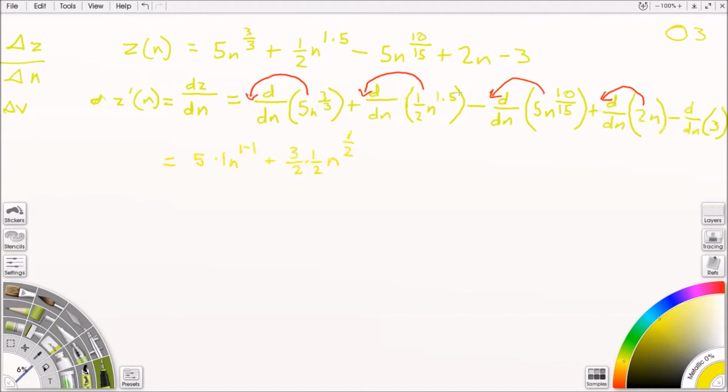Oh, of course it is. This is -1.5 will equal 0.5. And now 10 over 15 should simplify quite nicely. I'm going to check this time though. So 2/3. So we bring the 2/3 down. So it becomes 2/3 times 5n over 2/3 minus 1.